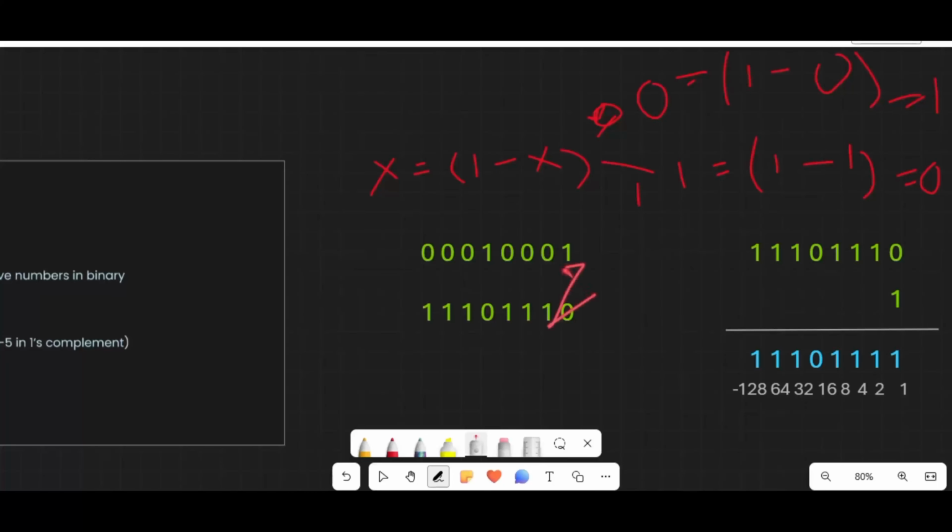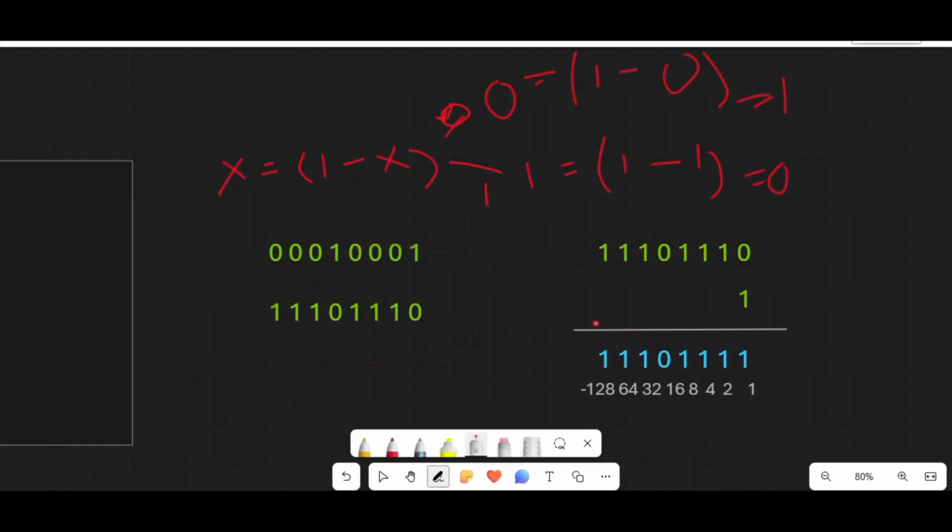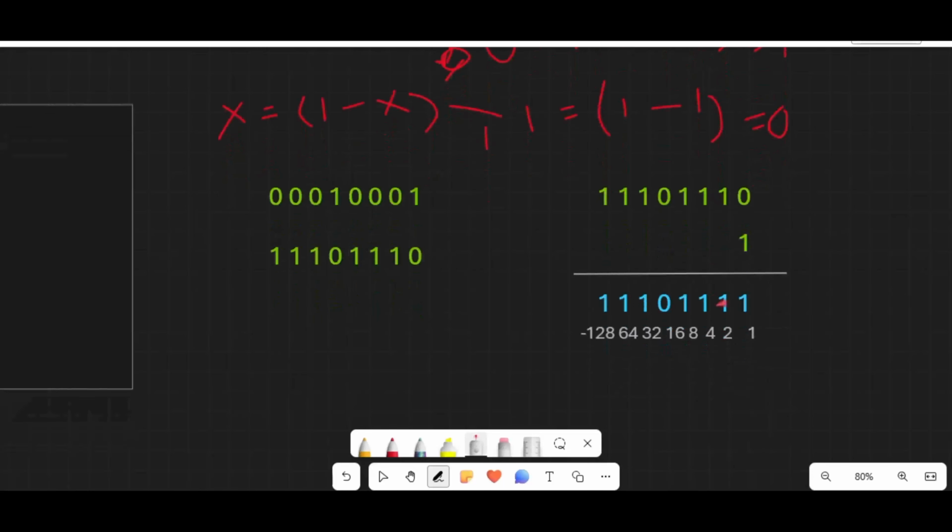You have 1, you convert it into 0. You have 0, you convert it into 1. Each bit in the pattern is flipped this way. This is all about one's complement. Now let's move to the 2's complement. In 2's complement, there is nothing special to do, you just need to add 1 to the 1's complement.